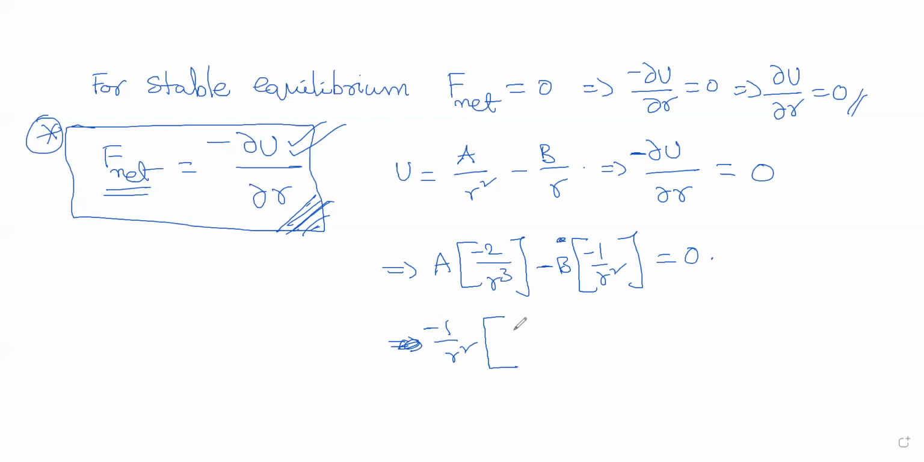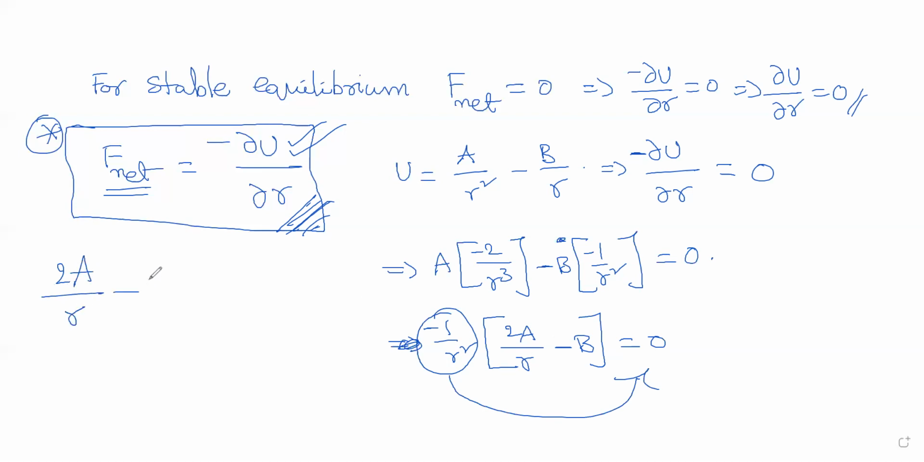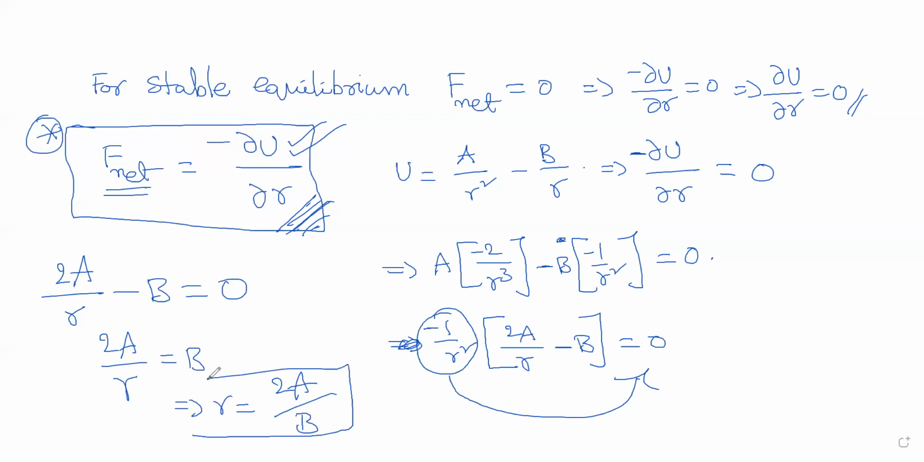So minus 1 by r square, if I take common, you get 2a by r minus b simply is equal to 0. This 1 by r square will go to the other side. So 2a by r minus b is equal to 0. I got 2a by r minus b is equal to 0. So find r from it. 2a by r is equal to b. So r is equal to 2a by b. That is the required option. And for stable equilibrium, this is the condition.